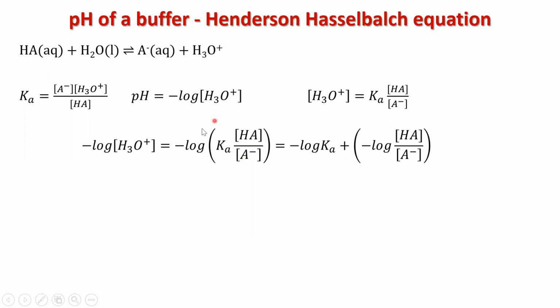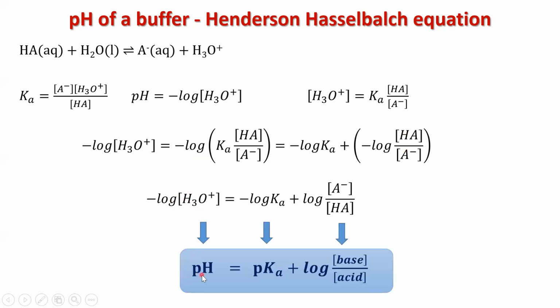Now, if we have the negative log of Ka times the concentration of the acid over the base, we can distribute the log into our parentheses, and it gives us the negative log of Ka plus the negative log of our base over our acid. Now, that simplifies this a little bit. And the negative log of the hydronium ion equals pH.